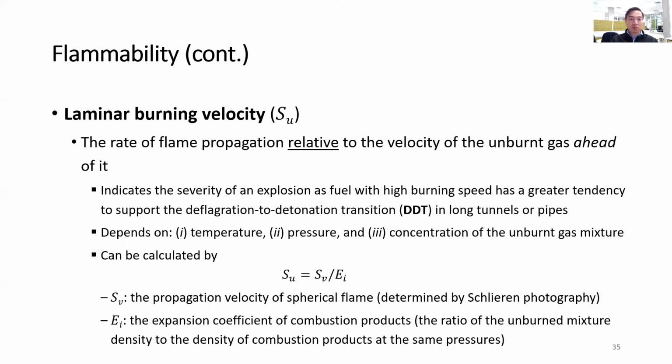But for now, just try to remember that the laminar burning velocity can depend on a number of factors, such as temperature, pressure, and the concentration of the unburned gas. But if a fuel or gas has a higher burning speed, or laminar burning velocity, then it has a higher chance of causing the DDT phenomenon, which we're going to try to avoid.